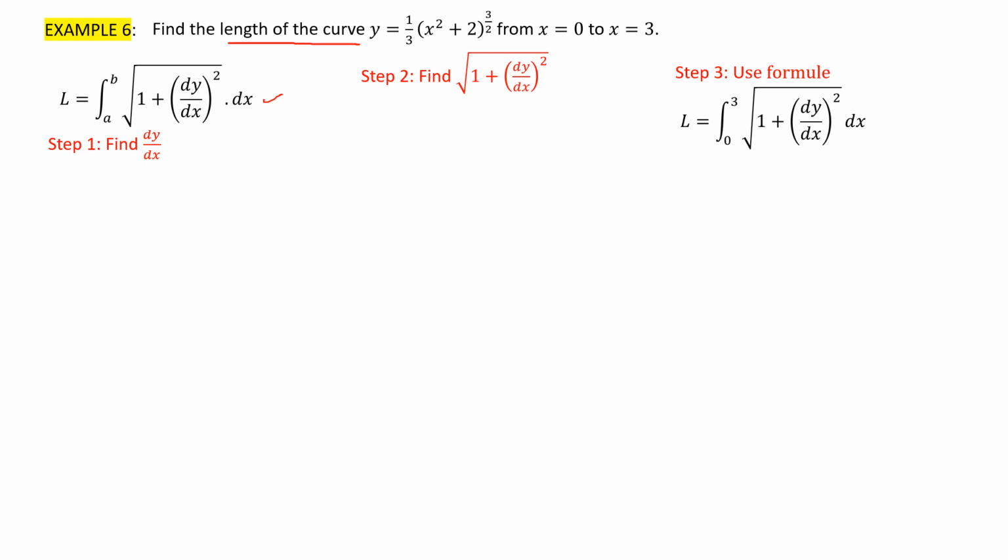To solve the problem, I am going to use 3 steps. Step number 1, we are going to calculate dy by dx. That means the derivative of y with respect to x. What is y? y equal to 1 over 3 times (x to the power 2 plus 2) the whole power 3 by 2.